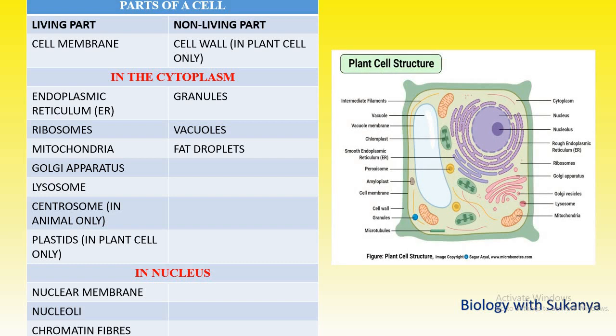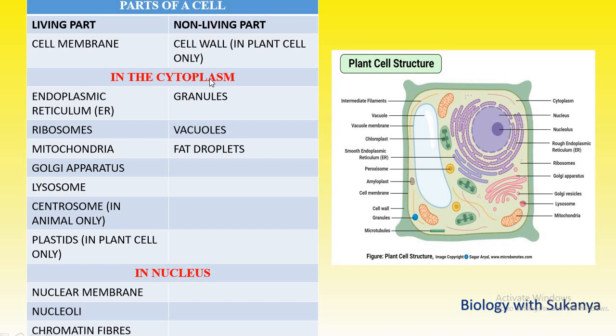Now let us see what are the parts of a cell. So a cell will have 2 parts, a living part and a non-living part. The living part, which is common to all cells, is the cell membrane, and the non-living part in case of plant cell only is the cell wall. Here I have shown the diagram of a plant cell. So this dark green structure over here, this is the cell wall which is the non-living part of the cell.